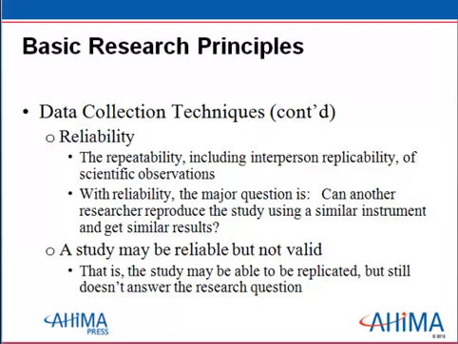Reliability is the repeatability of scientific observations. With reliability, the major question is, can another researcher produce the study using similar instruments and get similar results? A study may be reliable but not valid. That is, a study may be able to be replicated and still not answer the research question.